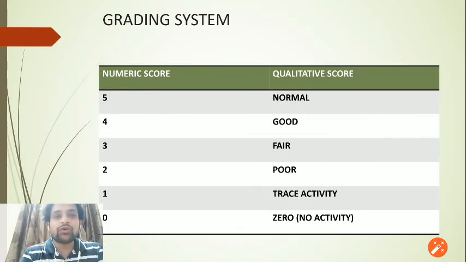On one side we have the numeric score, and exactly on the opposite side we have the qualitative score. So in the numeric score we have grade 5, 4, 3, 2, 1, 0. Grade 5 stands for normal, grade 4 good, grade 3 fair, grade 2 poor, grade 1 trace activity, grade 0 no activity.